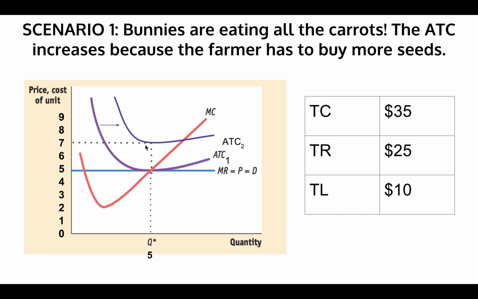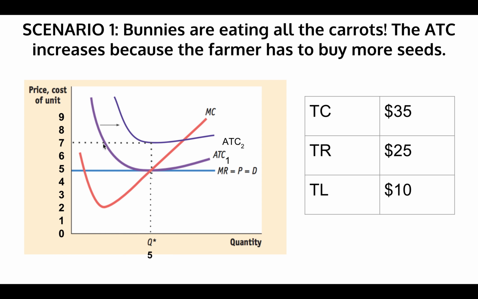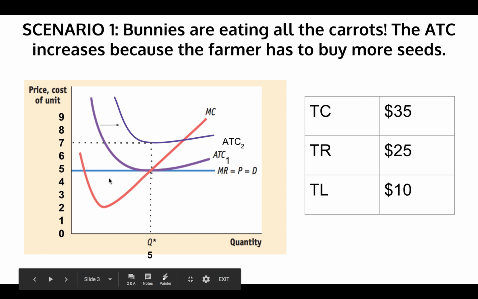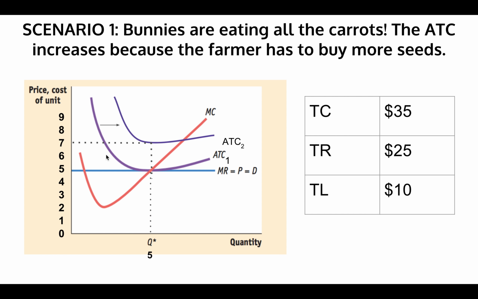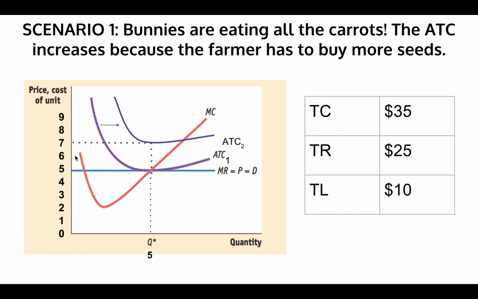As you can see, the total cost is 35, because the quantity that we're producing is 5, since that's where MR equals MC, so the new price would be 7 for the ATC. When you multiply it out, it becomes 35. The revenue, where MR equals MC over here, is price 5 times quantity 5, which is 25. So we have a loss of $10, which is this box over here.